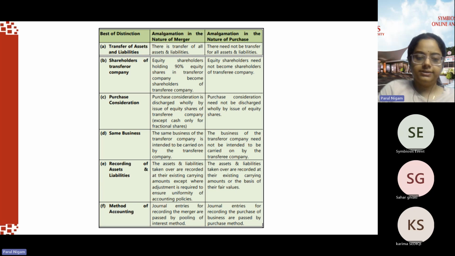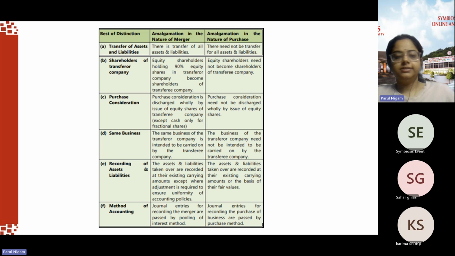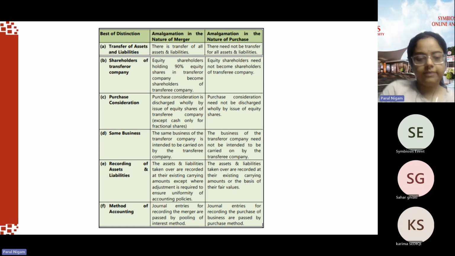carrying amount. So the assets and liabilities taken over are recorded at their existing carrying amounts, except where adjustment is required to ensure uniformity of accounting practices. So the assets and liabilities taken over are recorded at their existing carrying amount or on the basis of their fair values. Okay. So then method of accounting, the journal entries for recording the merger are passed by the pooling of interest method in case of merger, and in case of purchase, it is recorded by the purchase method.